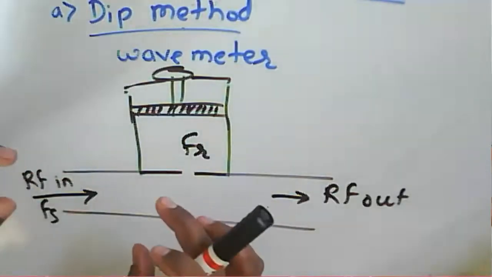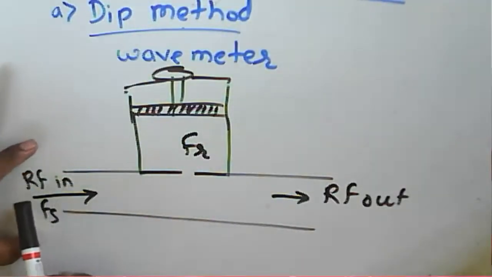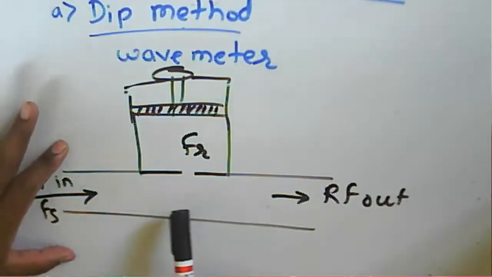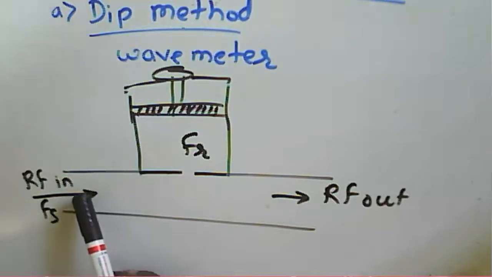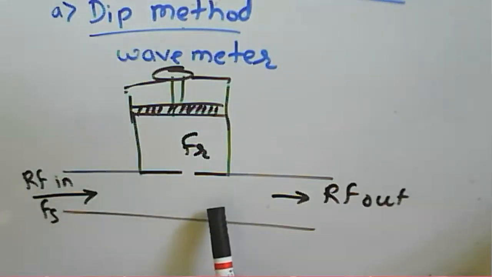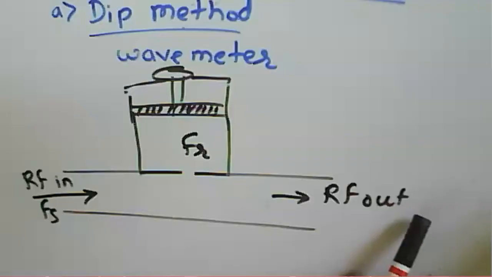Okay, here we are supposed to propagate a signal through the wave meter. This one is about the wave meter. It has a waveguide here. The signal is still propagating through it, and then we'll get the same signal out here.